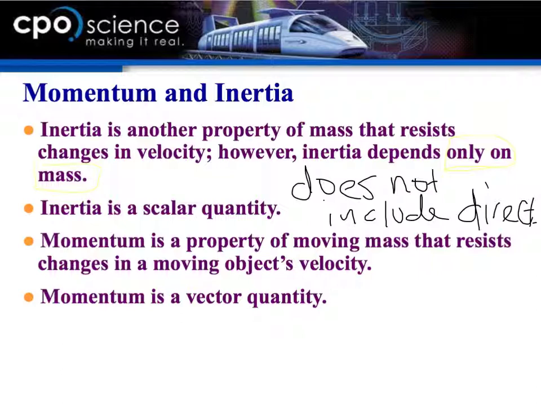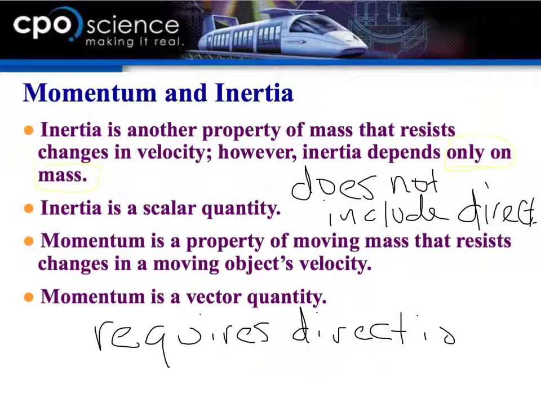Momentum is a property of moving mass that resists changes in a moving object's velocity. Momentum is a vector quantity, meaning momentum requires direction. So remember, inertia depends only on mass, but momentum depends on mass and velocity, and it requires direction.